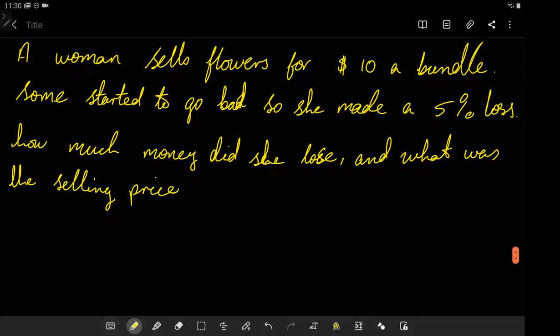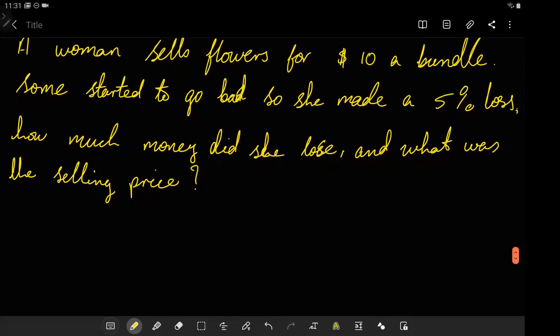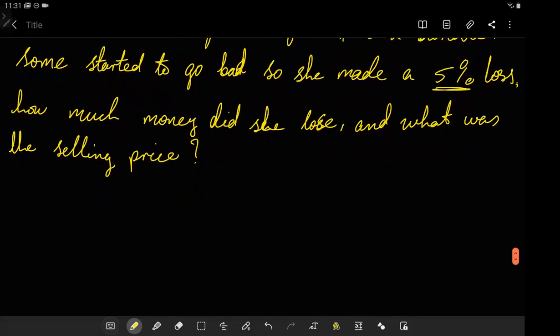We are told that a woman sells flowers for $10 a bundle, and some started to go bad, so she made a 5% loss. Let's assume that you only sell one bundle here. How much money did she lose, and what was the selling price? How would I find how much money she lost? I will start off by recognizing she lost 5%.